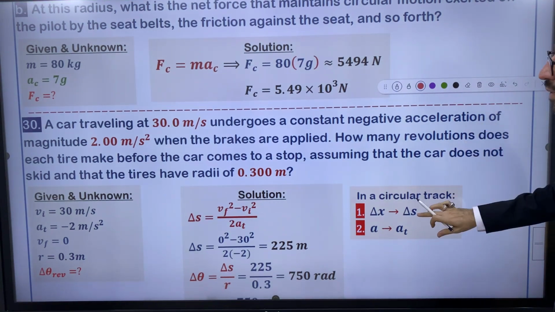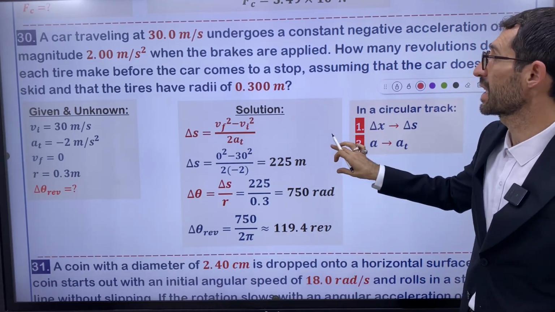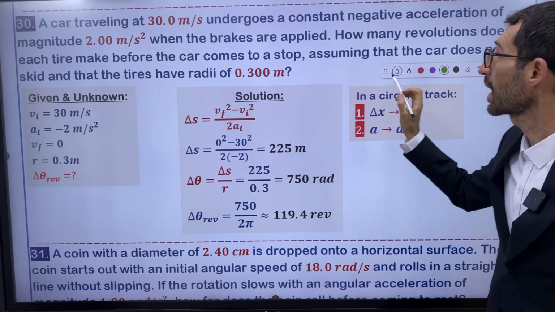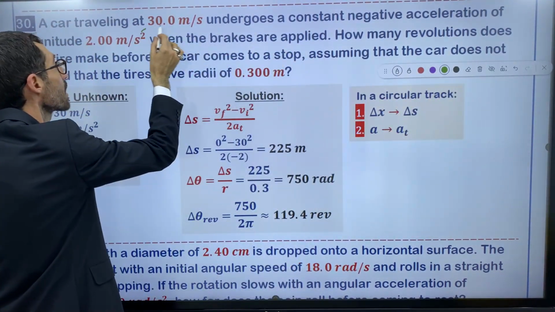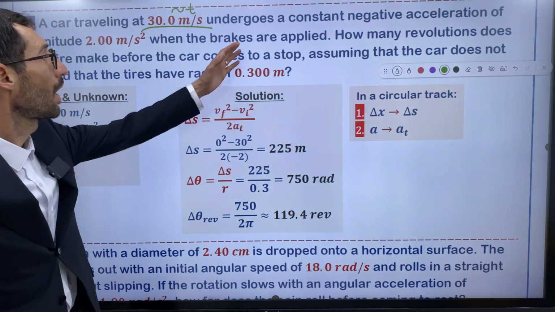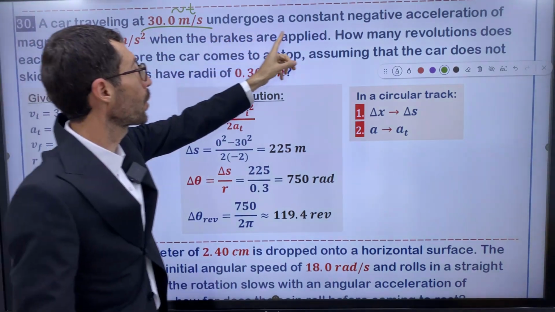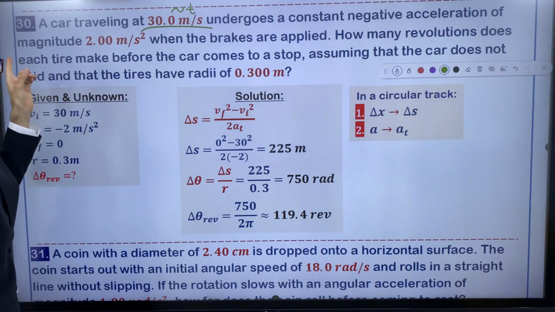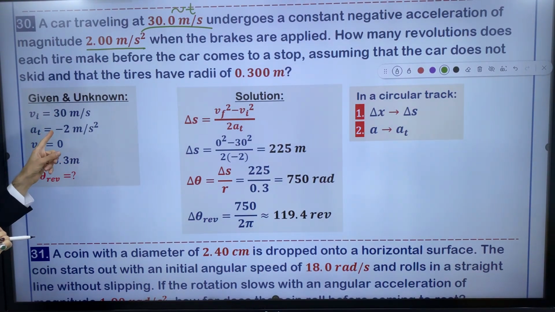Let me read question 30 for you. A car traveling at 30 meters per second. What's this? Tangential velocity. This is VT, tangential velocity. A car traveling 30 meters per second undergoes a constant negative acceleration of magnitude 2 meters per second squared. So it's negative. You have to put the negative sign in front of the number.